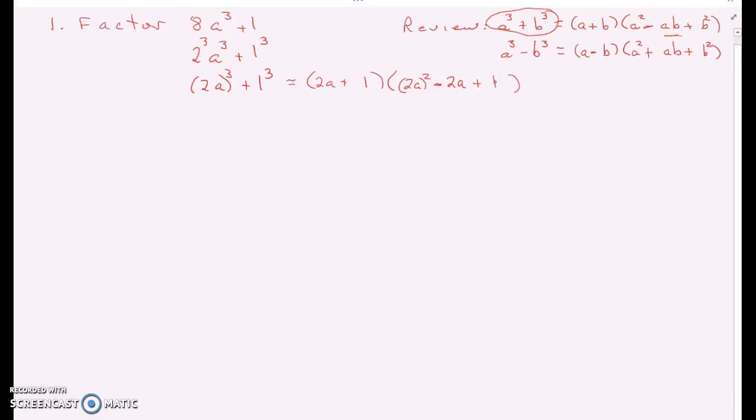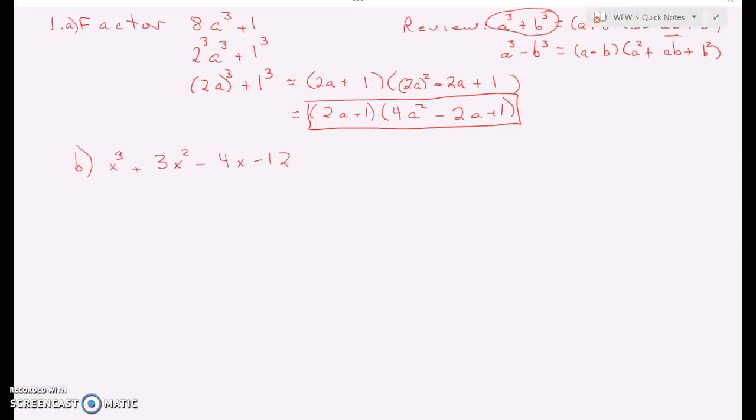Okay, so now we've written it out according to our formula, and then we just have to simplify. The first binomial is already simplified. The 2a, all of that squared means the 2 is squared, 2 squared is 4, and the a is squared. Okay, and then that is the result.